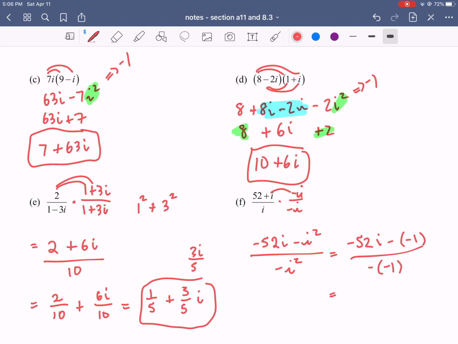And so a lot of nice things are going to end up happening here. First of all, this minus and that minus become plus, and so that's going to give me a real part of 1 minus 52i. And in the denominator, the same thing is going to happen. Minus and minus become plus, and so dividing by 1 really doesn't do anything. We end up with our answer of 1 minus 52i.